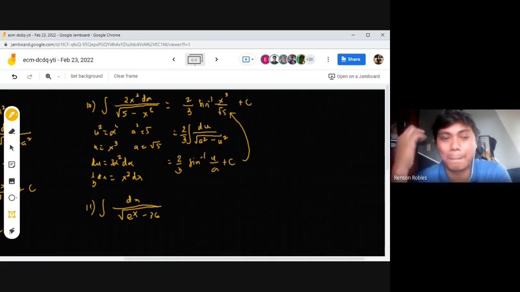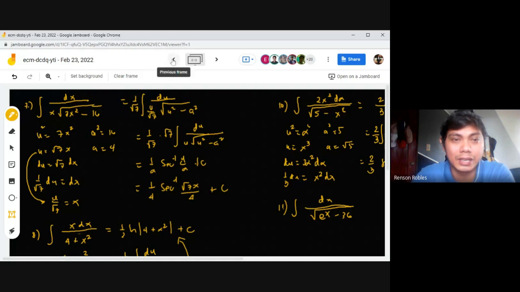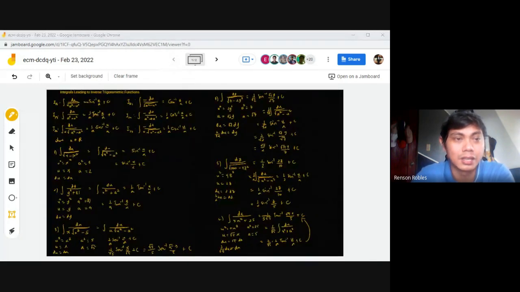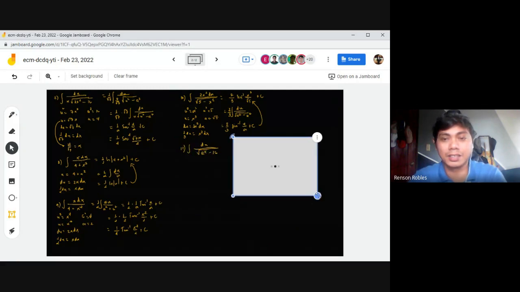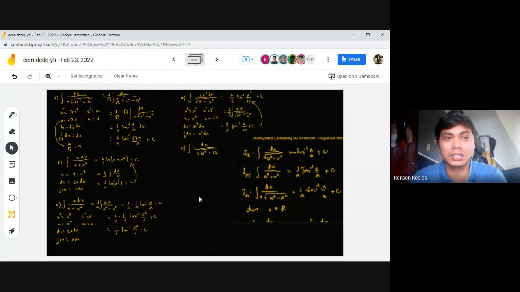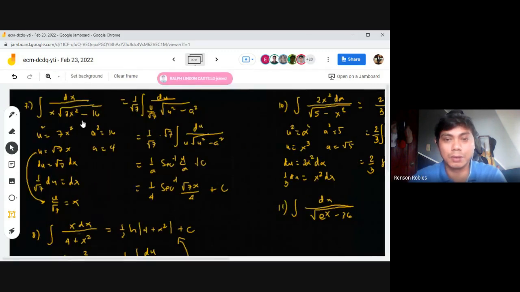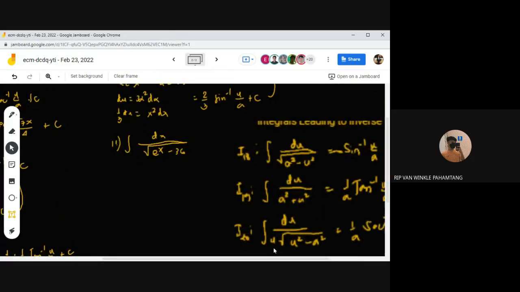Question muna. Based on the formula, saan papunta ang given na yan? Is it I 9, 18, 19, or 20? Take a look on the given. And ito yung mga formulas. And then, analyze mabuti kung saan papunta. I-18 po, sir. You sure?